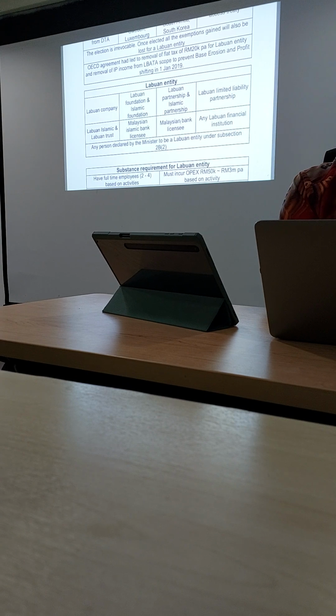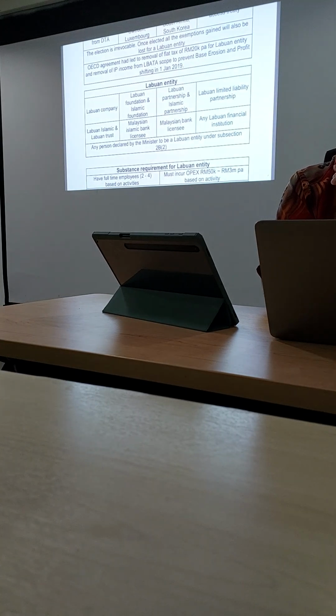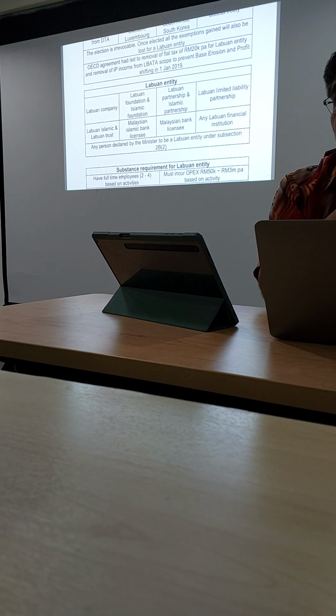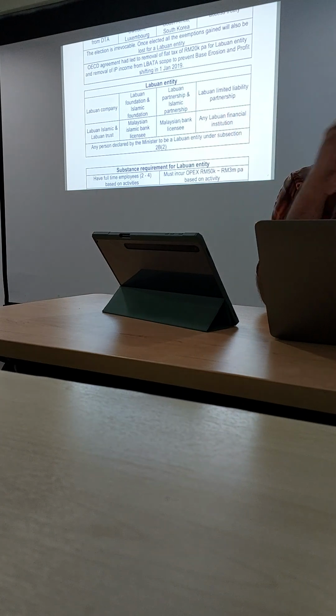Well, the OECD agreement led to the removal of, a long time ago, the Labuan entity's flat income tax of 20,000. It doesn't matter how much profit you make, you pay a flat 20,000 profit tax only, which is a very good deal. But because the OECD is trying to balance global income tax, they don't want some country to be 3%, some country to be 10%. You know, they don't want this kind of weird tax behavior.